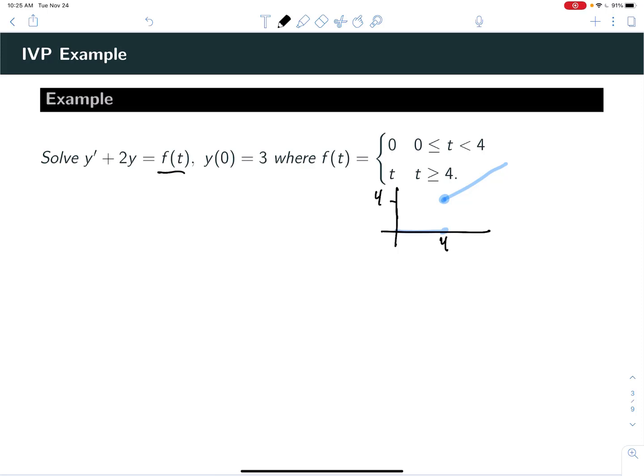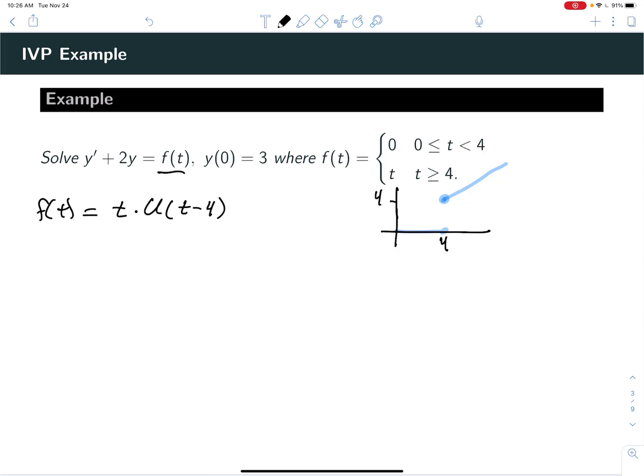And so this is going to be the kind of forcing term we should be able to handle with Laplace transform, but we're going to need to write it in terms of the unit step function. So f of t is really just t times the unit step function starting at t equals 4. That's what the unit step function will be, because it's just going to be 0 from 0 to 4, and then starting at 4, it's going to turn on like a t, like so.